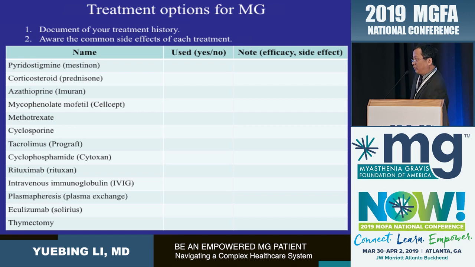You need to know our treatment options. This is a table listing, hopefully, all the medications we have been using for treating MG. Hopefully you can have a table like this, noting whether you have used each one or not, and whether you had efficacy or side effects.